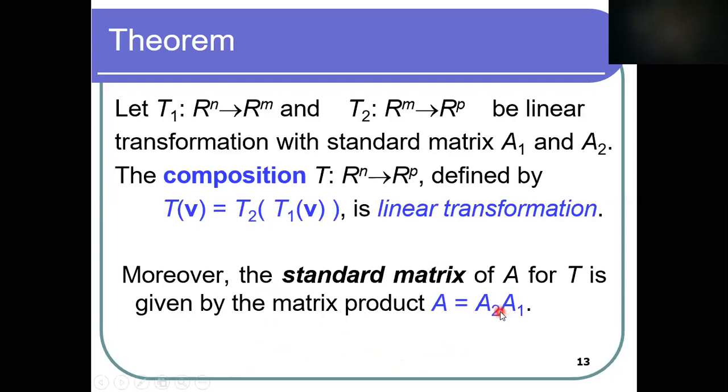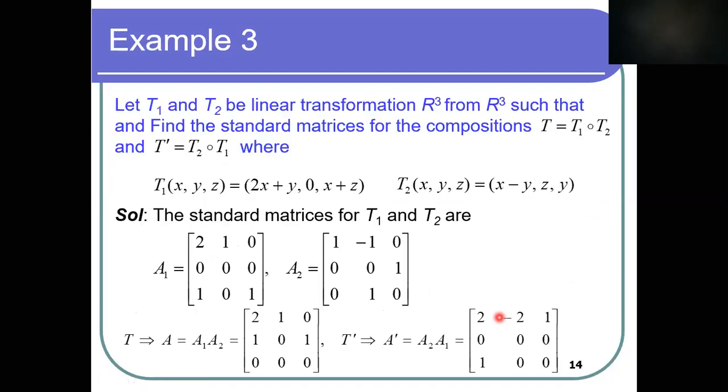So, dear student, the standard matrix A for T is given by the product A2 A1, where A2 is the standard matrix of T2 and A1 is the standard matrix of T1. Because T is the composition of two functions, its standard matrix is also a product of two matrices.